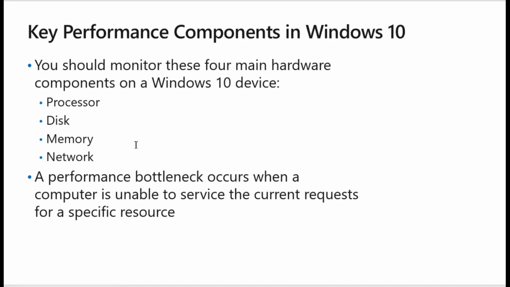I think it normally happens when you go to different websites, if you open different tabs. Yeah, it can happen that way as well. If you open many tabs, automatically your memory will be utilized. You may have a shortage of memory. Do different tabs utilize memory or processor? It depends what you do. Memory it will definitely take, but when you make some changes, it's the processor. We're going to look at that. A performance bottleneck occurs when a computer is unable to service the current request for a specific resource.